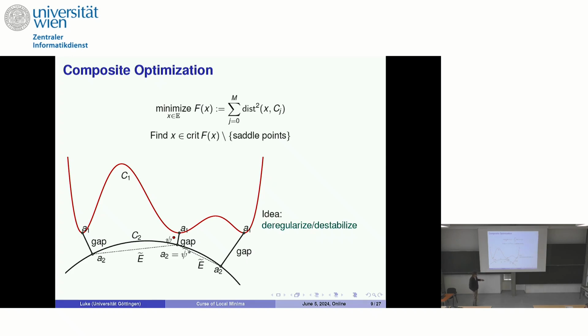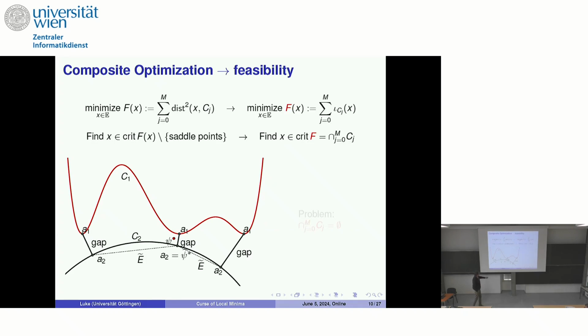So the idea for how to avoid getting caught in these local minima is actually to deregularize the problem, not to regularize the problem, and to destabilize the algorithm. So I'll explain. To deregularize, I just go from my smooth distance function to the indicator function of the sets, okay? And so here, where I was looking for critical points, trying to avoid saddle points, here I'm trying to find the critical points of this, which are the points of intersection of the sets, okay?